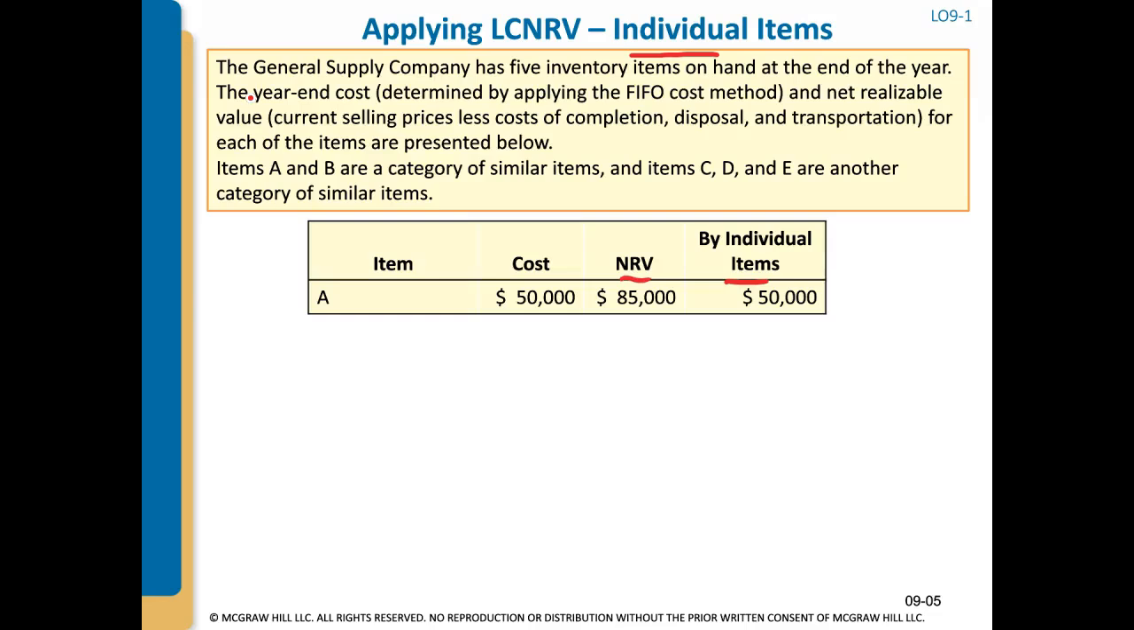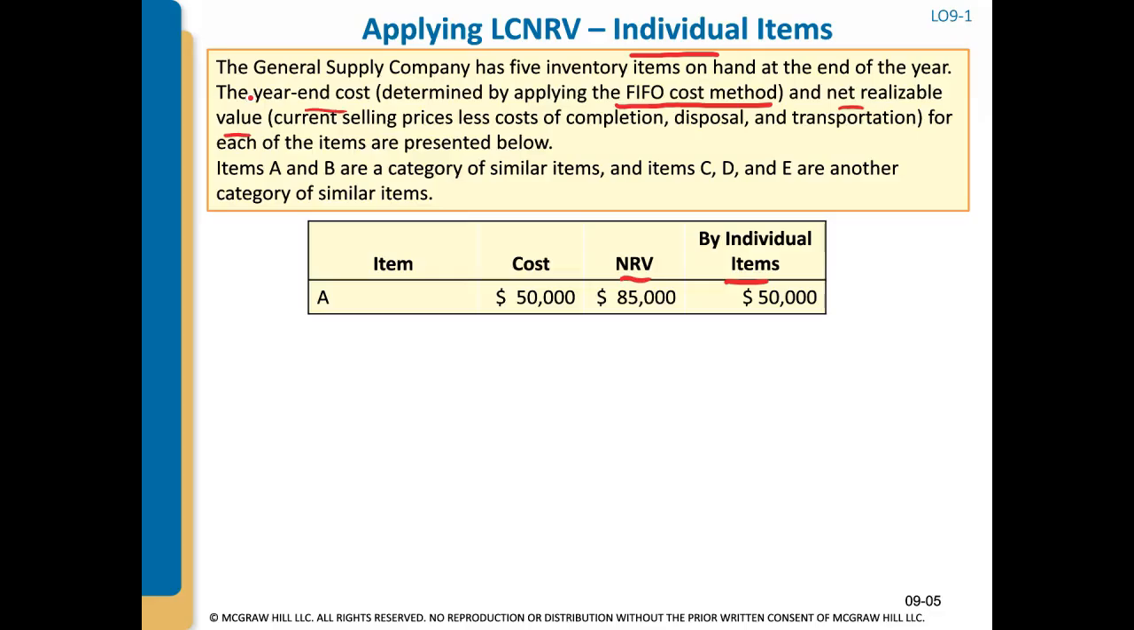So we're going to go through an example. This says the general supply company has 5 inventory items on hand at the end of the year. The year-end cost is determined by applying the FIFO cost method. So therefore we know we need to use the lower of cost or net realizable value. The year-end cost and net realizable value for each of the items are presented below.